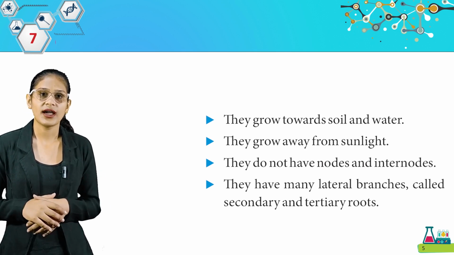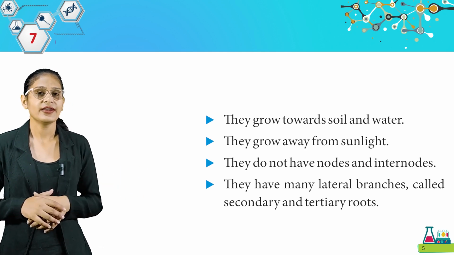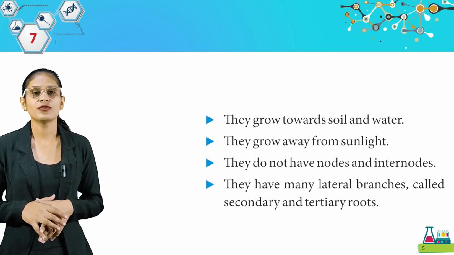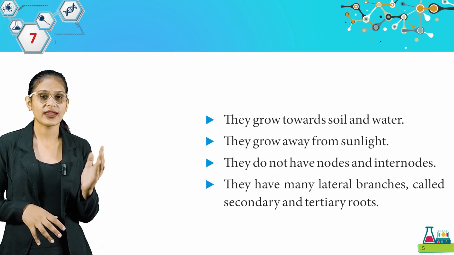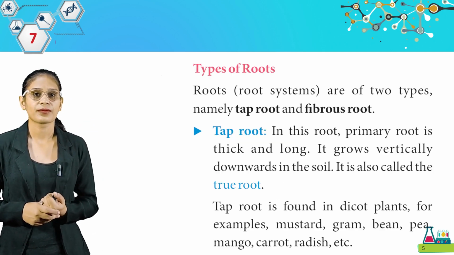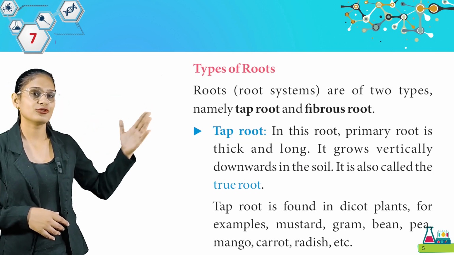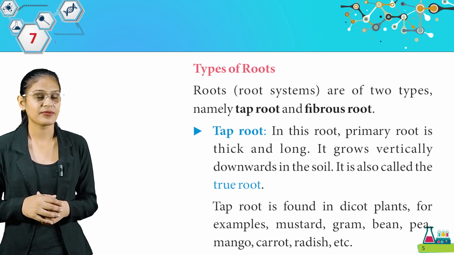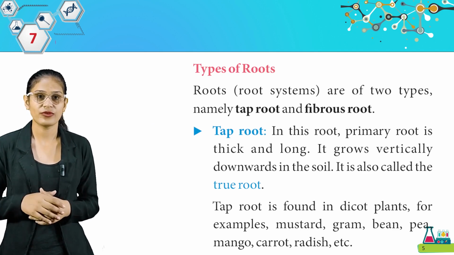So, students, roots कहाँ grow करती हैं? Away from the sunlight. ना कोई नोड होता है ना कोई इंटरनोड होता है, उनकी लेटरल ब्रांचेस होती हैं जिनको हम सेकेंडरी और टर्शियरी रूट्स बोलते हैं. Now we have types of roots. Root systems are of two types, namely taproot and fibrous root.